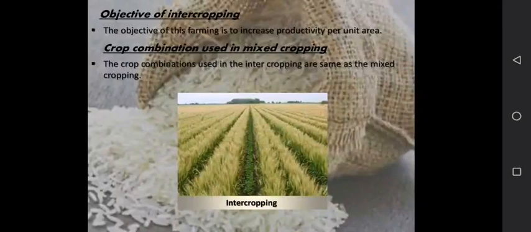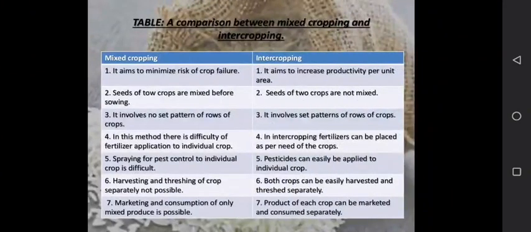Now what is the objective of intercropping? The objective of this farming is to increase productivity per unit area, and the crop combinations used in intercropping are the same as in mixed cropping. Now let's try to see a quick comparison between mixed cropping and intercropping.